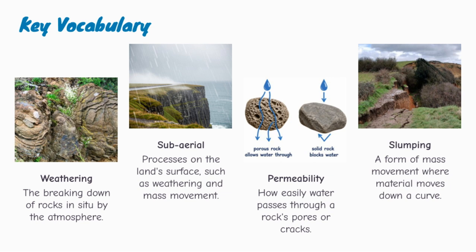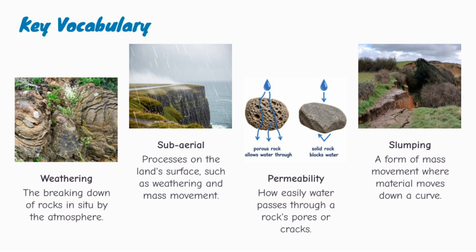The second term is subaerial. Subaerial processes are processes that happen on the land surface. At the coast, the main subaerial processes are weathering and mass movement. The third word is permeability. Permeability means how easily water passes through a rock's pores, cracks, or joints. Permeable rock allows water to pass through.